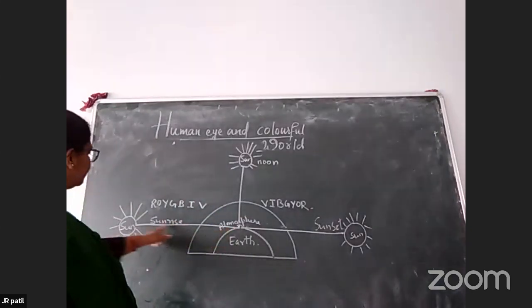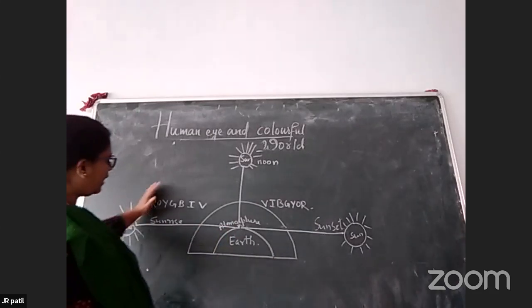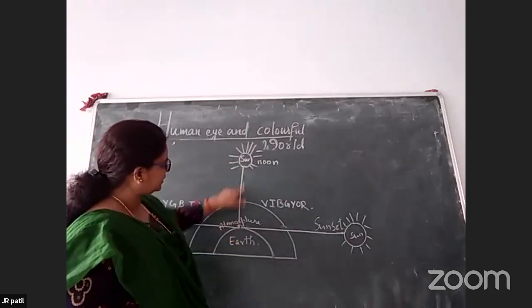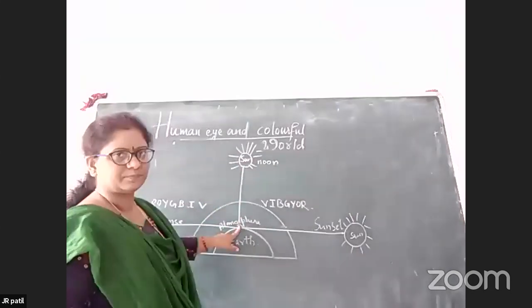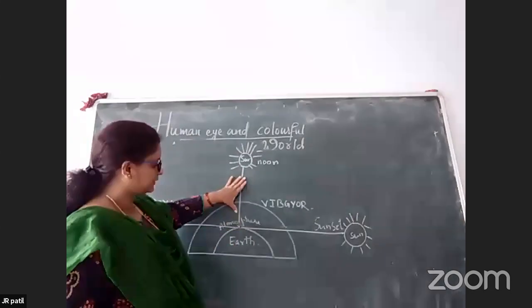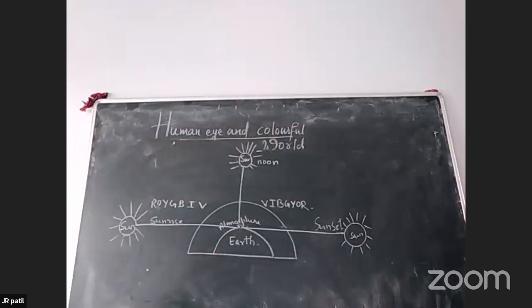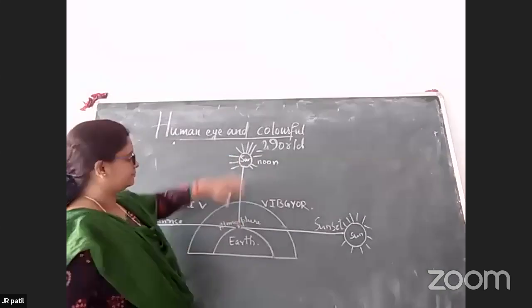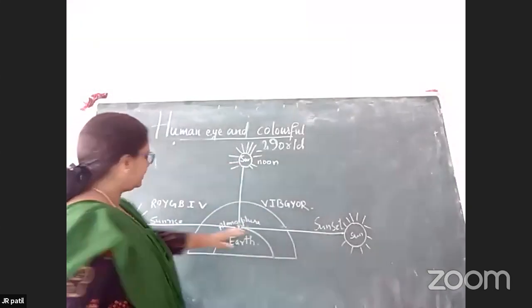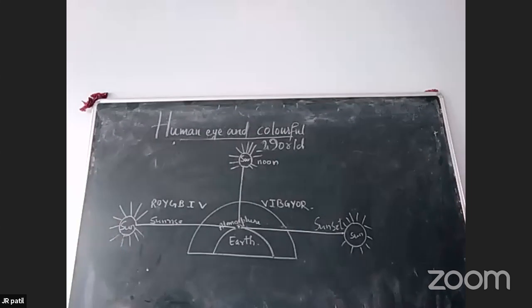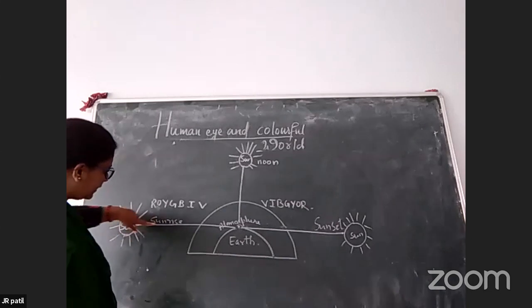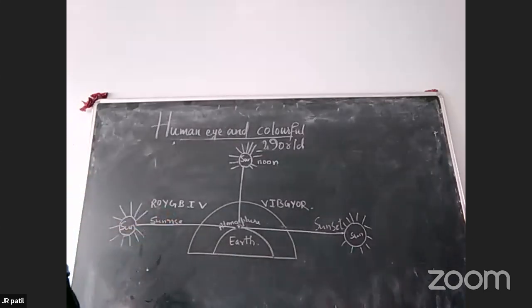See now. As we go up, the distance between earth and sun is shorter. Yes, at noon it will be a shorter distance. Correct? But here, at sunrise, it is a longer distance. So when light comes from the sun like this, scattering will start.